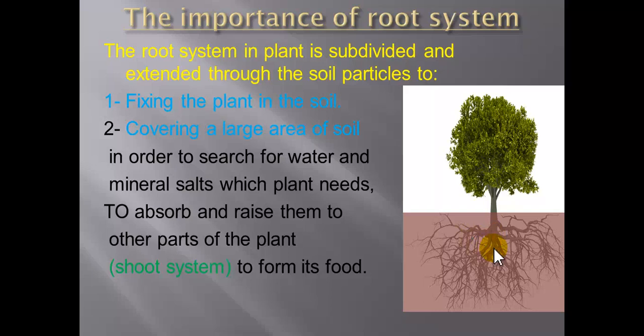Number two, covering a large area of the soil. Why? To search for water and mineral salts, to absorb and raise them to another part, which is the shoot system. So the importance of the root system is twofold: fix the plant in the soil, and cover a large area to absorb water and salts.